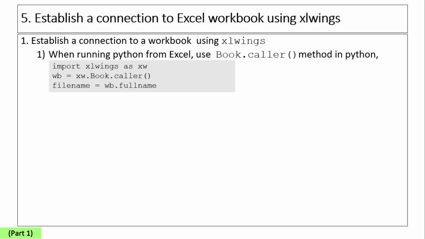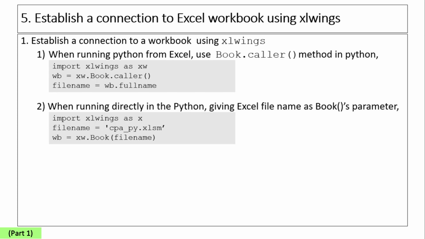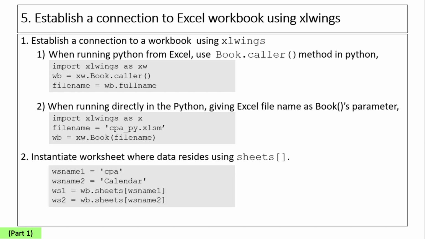Two ways are possible to establish a connection to a workbook. The choice depends upon where the Python program is run. When running Python from Excel, use the book caller method. This does not require specifying the workbook to be connected. When running directly in Python, give the Excel file name as the book's parameter. After activating the workbook, activate the worksheet by specifying the name of the sheet inside the square brackets of sheets, where the data resides.